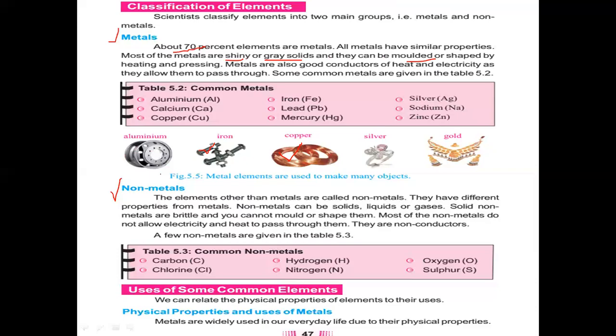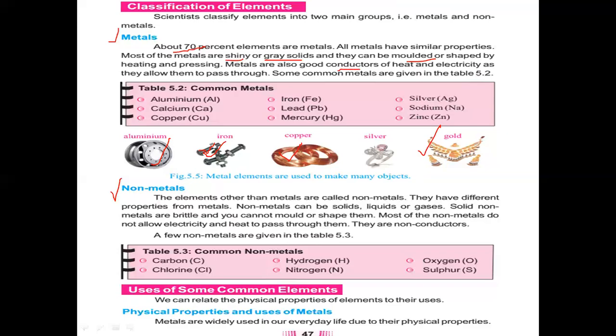Look, this has a different shape, and this has different shapes. We can make nails, hammers, and different tools from iron, and copper wire, and jewelry. Jewelry is a very good example. We can change their shape by heating them. They are good conductors of heat and electricity.